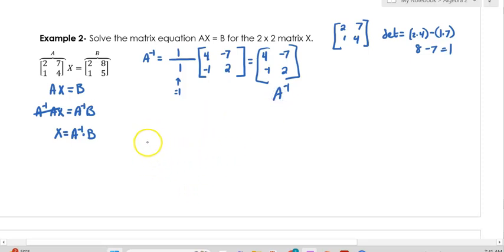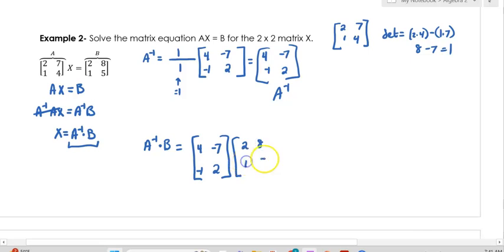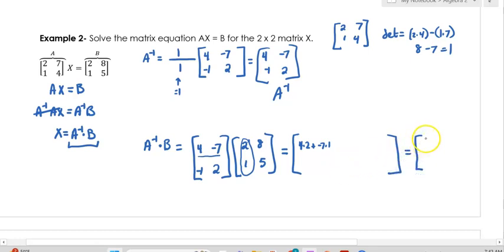All right, but now they said that to find X, we need to take inverse of A times B, and it has to be in that order. So when we're doing the inverse of A times matrix B, inverse of matrix A was this matrix we just found right here. And we're multiplying times matrix B, which is 2, 8, 1, 5. All right, that's going to get us a 2 by 2. So remember that when you take this row right here, it's times this column. So it's 4 times 2 plus negative 7 times 1. All right, and so that is 1.